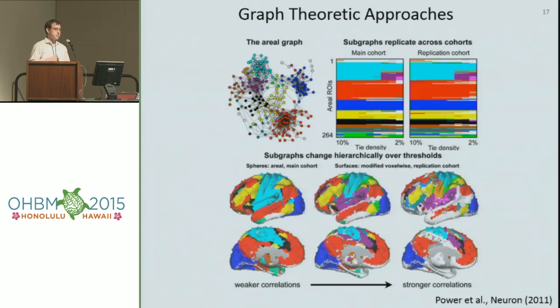As you increase this threshold, you'll get lower tie density and break the data up into smaller modules or smaller clusters. But again, as we do this increase in threshold, we find that these large regions break up into smaller nested regions. So for example, this large cyan cluster here breaks up into 2 or 3 motor or sensory motor regions, 1 ventral, 1 dorsal.